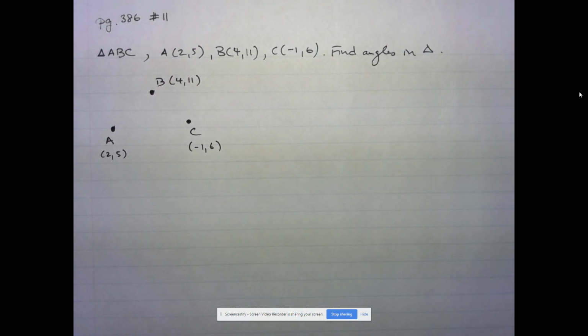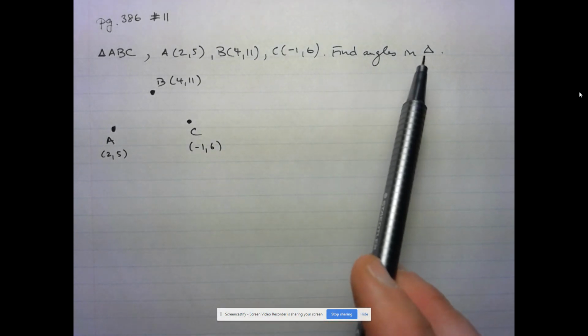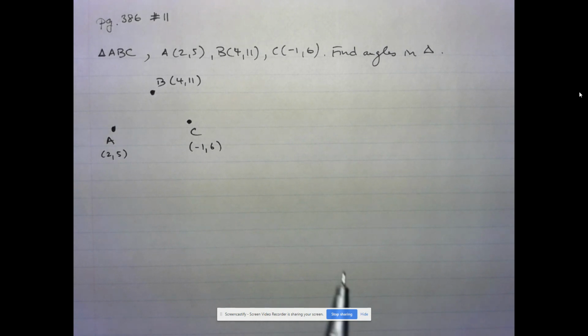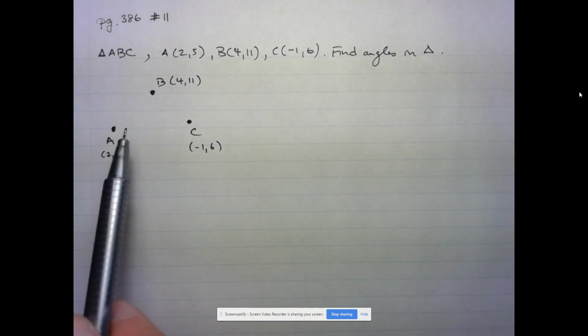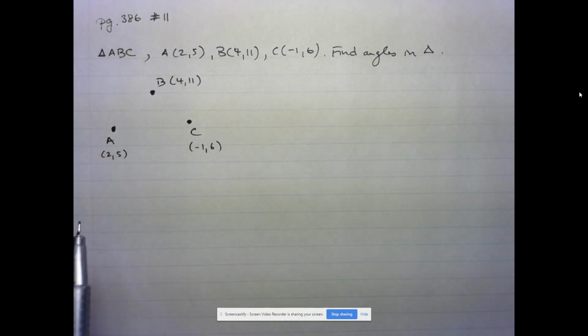Hi folks, we're going to take a look at number 11 on page 386. They give us the three vertices of a triangle and they want us to find the angles inside the triangle. I drew a diagram and made no effort to be accurate here, because I'm just going to use the diagram as a guide.